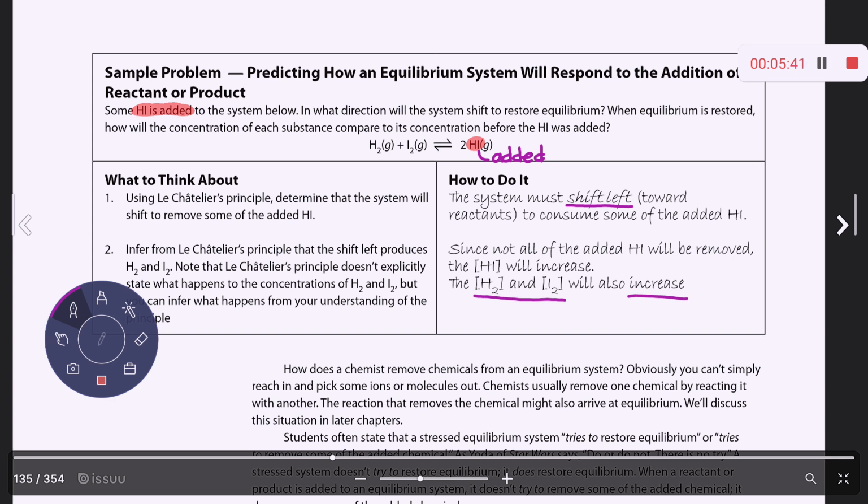You will consume some of the added HI, but not all of it. Notice it says consume some of the added HI. Okay? Since not all of the HI was consumed, that means overall the concentration of HI had increased. Okay, so once I get back to equilibrium, that's how things would be. Does this make sense? Okay, let's take a look at another.